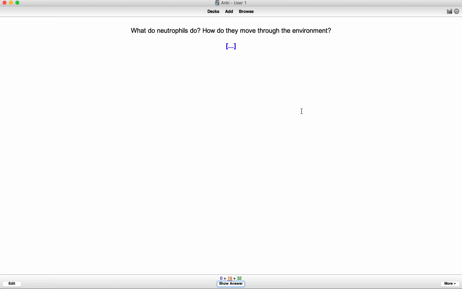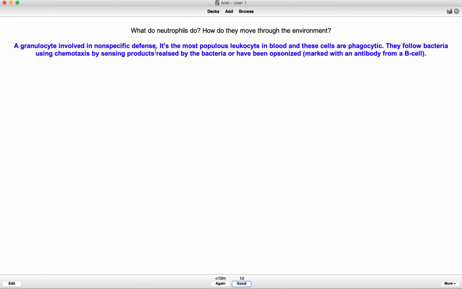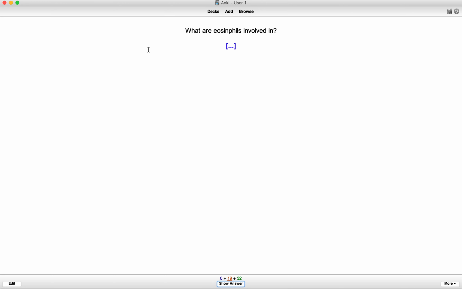What do neutrophils do? How do they move through the environment? So they move through chemotaxis toward bacteria that have been opsonized, or marked by antibodies. I keep forgetting these neutrophils and eosinophils and basophils. They're so complicated. Do they kill cells? They're all involved in non-specific defense, and they're phagocytic. Non-specific defense and phagocytic.